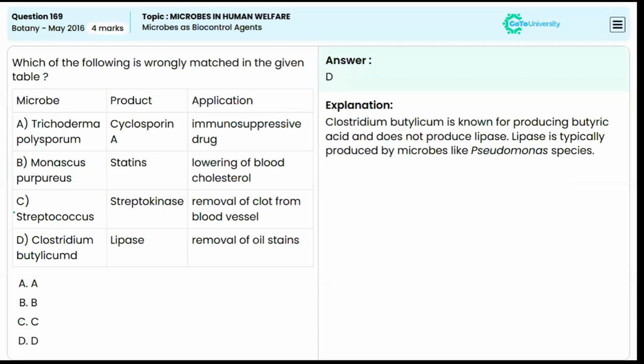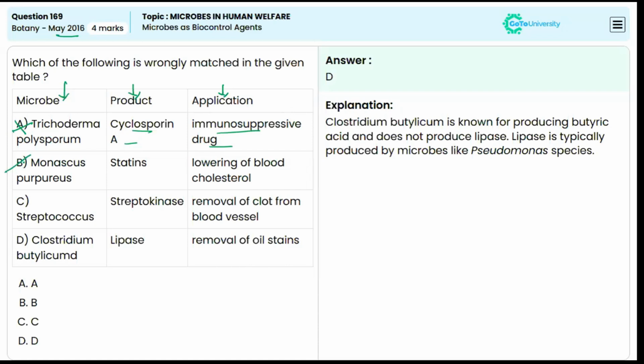Moving to the next question, that is from May 2016. Here you have the microbes in one column, the product in another column, and the applications in another column. First one, we have Trichoderma polysporum, and the product given here is cyclosporin. That is true. The product is cyclosporin, which acts as an immunosuppressive drug. This is true. That means option A is an incorrect answer.